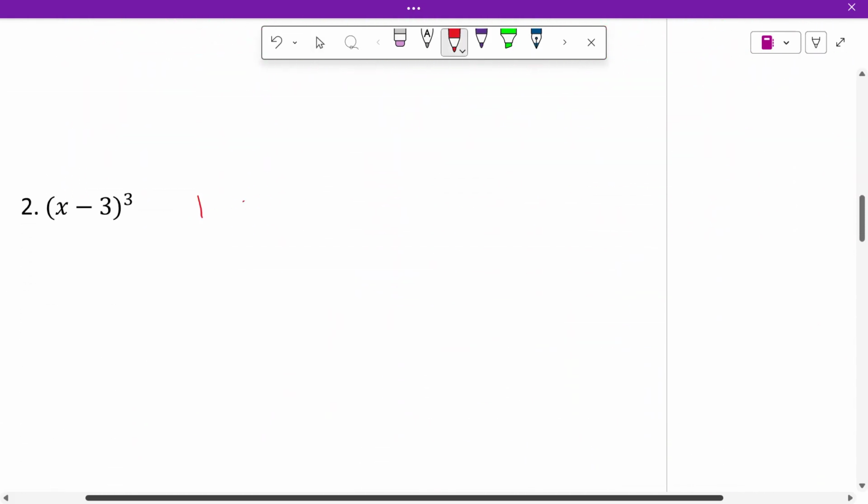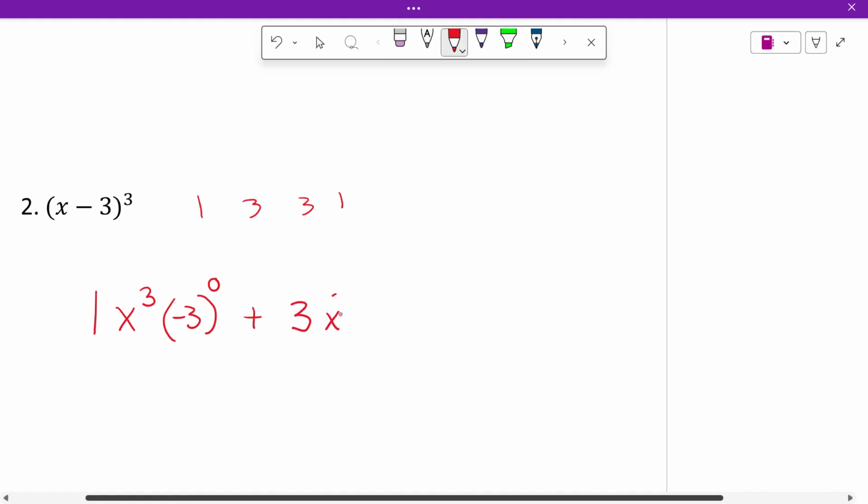So I'm just going to write 1, 3, 3, 1 just off to the side here to help us out. Okay? So it's going to be 1 times x to the what power? Third, the highest I can go. And then negative 3 to the what power? 0, the lowest I can go. Highest, lowest. Then I'm going to put a 3 down.